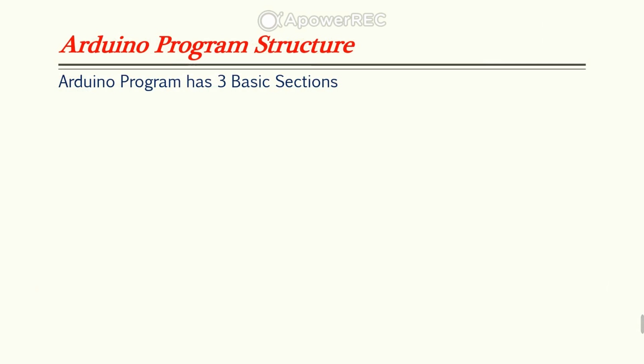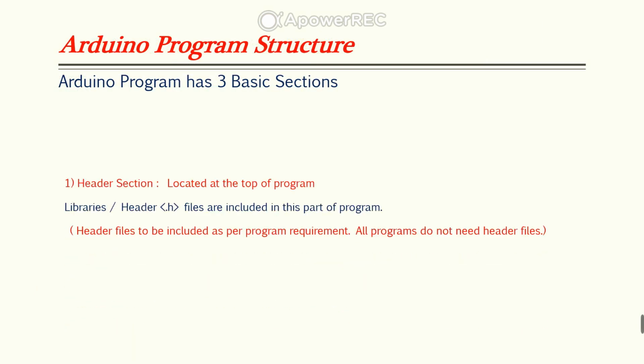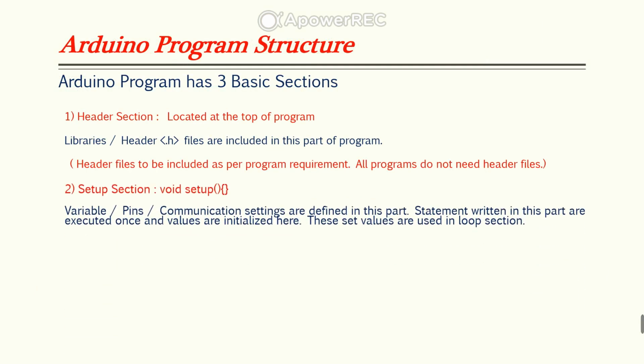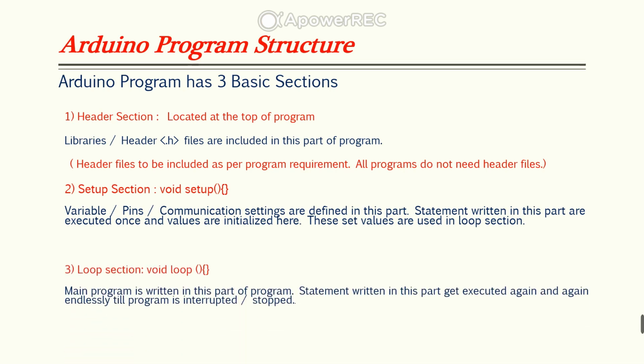The next thing is the Arduino program structure. It's a very important thing. An Arduino program has three basic sections. At the top is the header section, where you include all the libraries and header files. The second section is the setup section, where you write all the variables and pins and initialize these pins. The third is the loop section. Here the main program is written, and it gets executed again and again till any break is applied through the program. Otherwise it will keep on executing again and again.